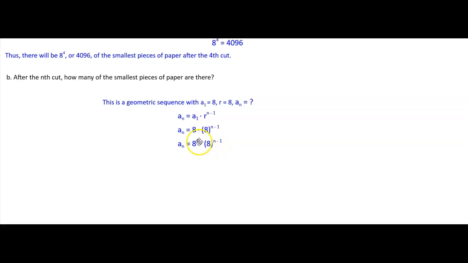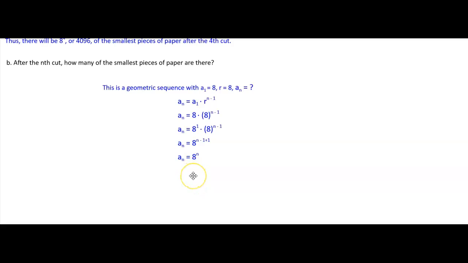And if you recall from the previous exercises, when you multiply the same base, you add your exponents. So in this case, it's going to equal 8 to the n minus 1, and then plus this 1 here. Well, minus 1 plus 1 is going to give us 0. So therefore, this becomes a_n, the nth term, is 8 to the nth, which is what we've already decided it would be. But that's how you would use the geometric sequence formula. Therefore, there are 8 to the n of the smallest pieces of paper after the nth cut.